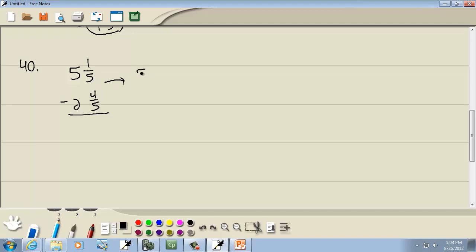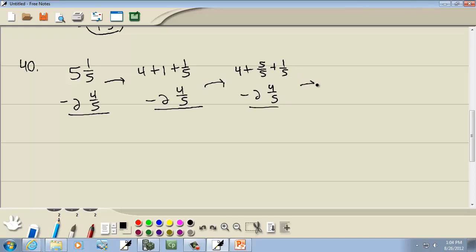So what I'm going to do is borrow one. I'll borrow one, so this becomes 4 plus 1 and plus 1/5. And down here is 2 4/5. Now when you borrow one, this is the same as 5 over 5 plus 1/5. I'm going to talk about the shortcut here shortly, which then would give us 4 6/5 minus 2 4/5.